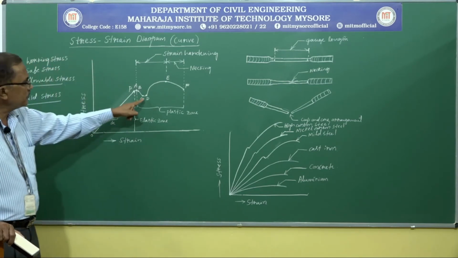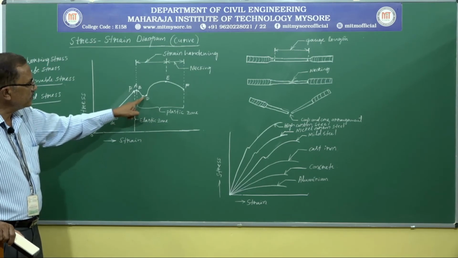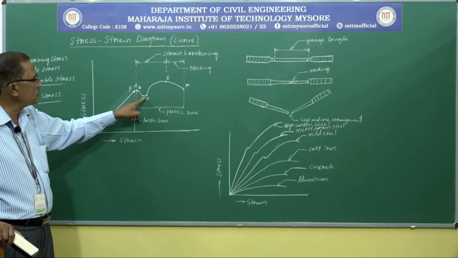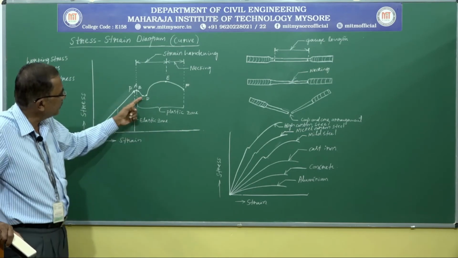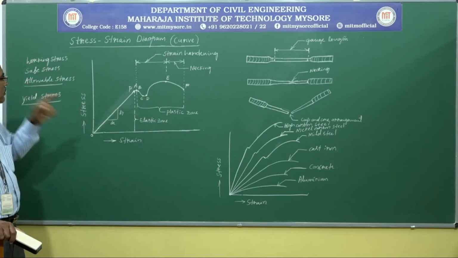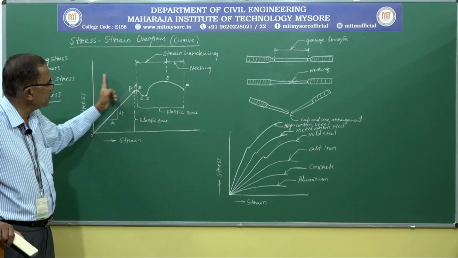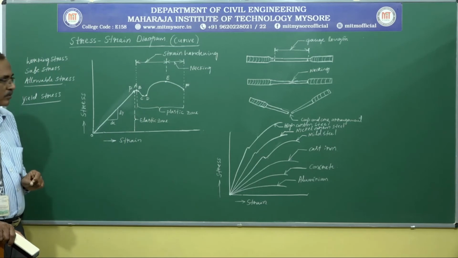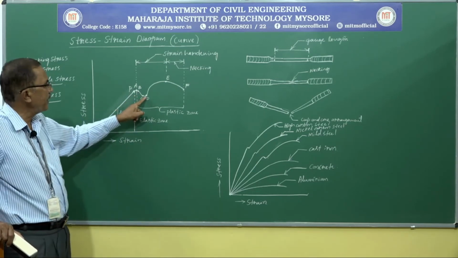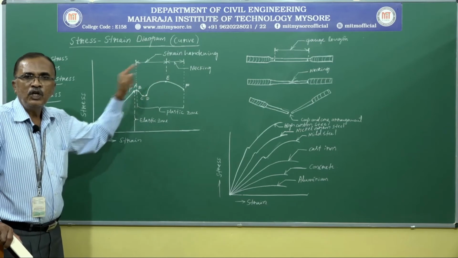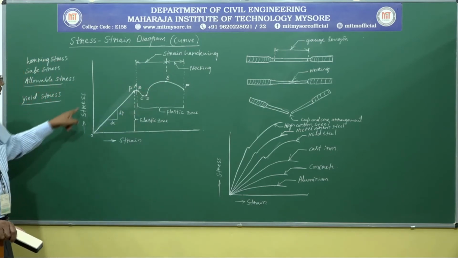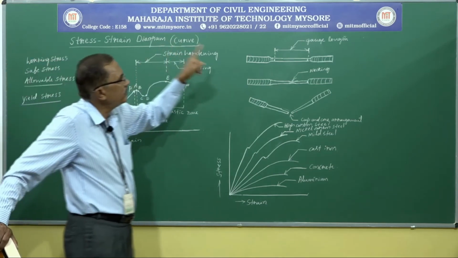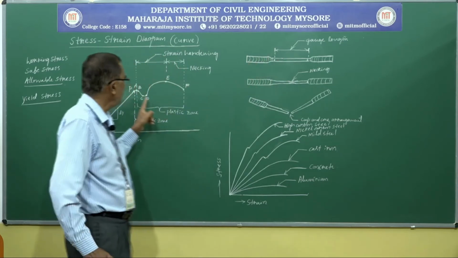It is the stress at which the material undergoes continuous deformation, continuous strain, without appreciable increase in the stress, or at a practically constant stress. Yield stress can be obtained by dividing the yield load by the original cross-sectional area of the specimen. Knowing the yield load and the original cross-sectional area, we can calculate the yield stress.